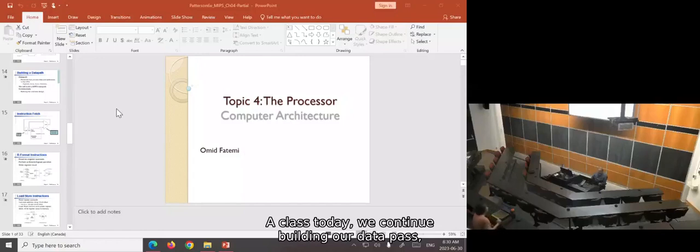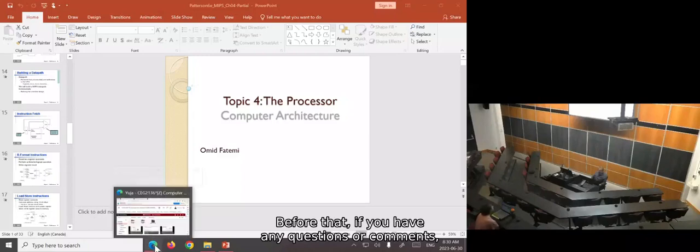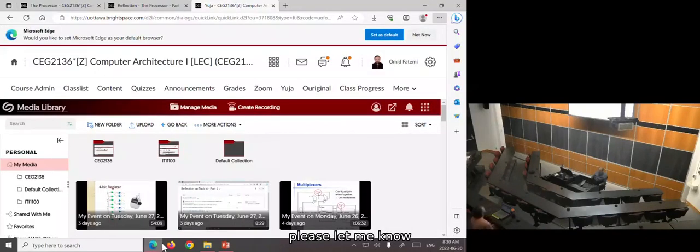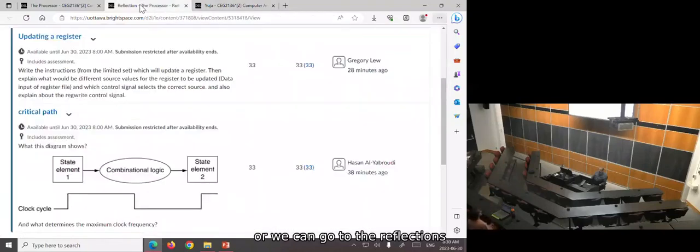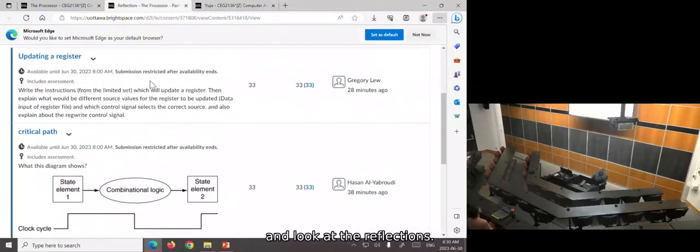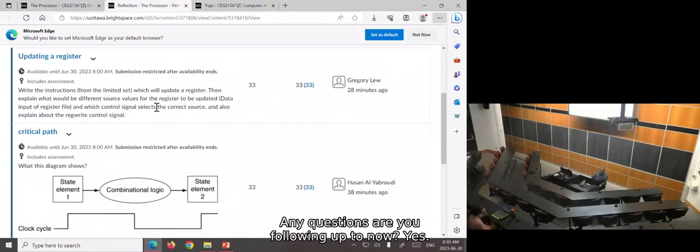The class. Today we continue building our datapaths, and also we go to controller today. Before that, if you have any questions or comments, please let me know, or we can go to reflections and look at the reflections. Any questions? Are you following today up to now?